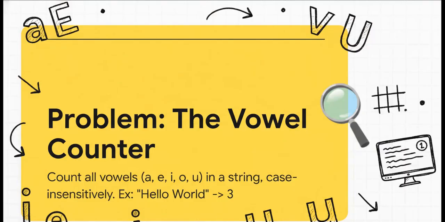Okay, so mission number 1, count the vowels in any given string. But here's the catch. It has to be case insensitive. That means a capital A counts just the same as a lowercase a. So if you take hello world, for example, we'd count the E, the O, and the other O, giving us a grand total of 3.